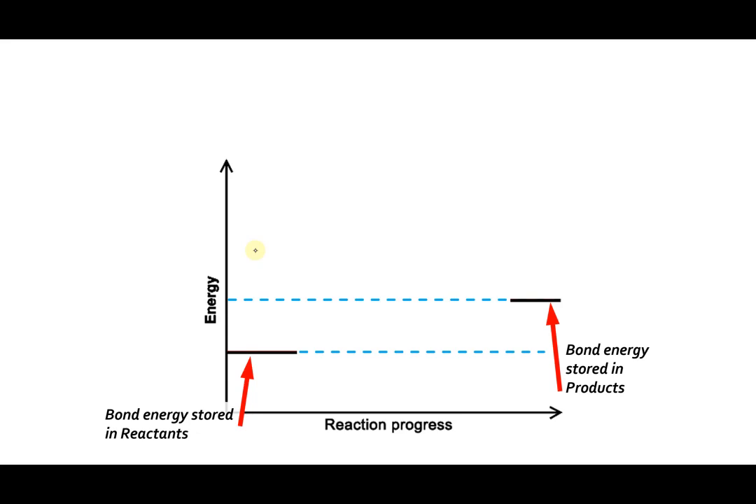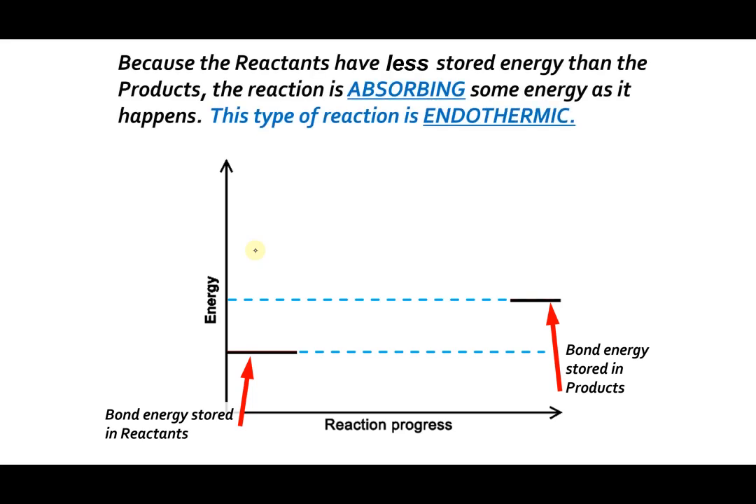So it's just kind of a flip-flop of what we had on the other side of the page. And just like before, going from a low energy position to a high energy position, we're going to measure that as a change in energy. This reaction is showing that the reactants have stored energy that's less than the products. The reactants have less stored energy the way that we've drawn it here. The reaction is absorbing some energy as it happens, and this reaction would be described as endothermic.